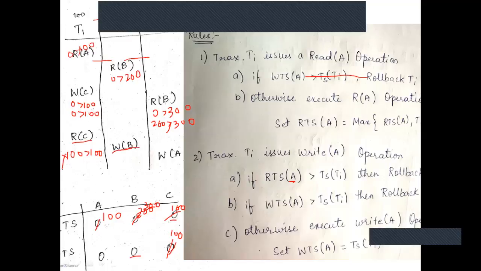Next, we'll come to write of B. Now, when we say write of B, you'll get two conflicts, read and write both. First we'll check with RTS of B. RTS of B is 300. Carefully see here, RTS of B is 300. Now is 300 greater than TS of T2, that is the 200 timestamp? Yes. So this condition is satisfied. What is the operation we have to do? We have to roll back this transaction.